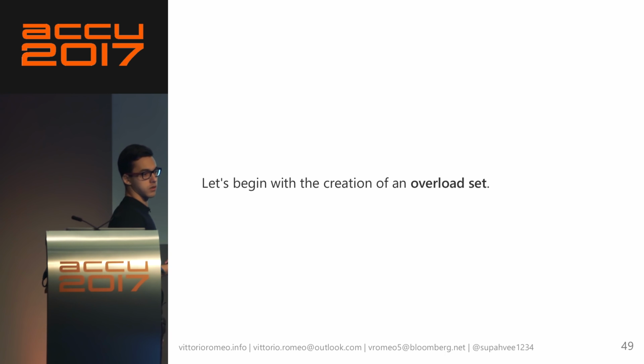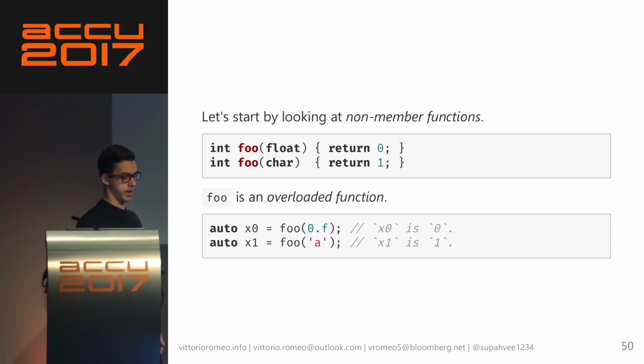So the first problem is, how do we create an overload set out of the lambdas? So I want to do this organically and see how you would think about it and how you would explore all the possibilities. And a reasonable way of starting is taking a look at non-member functions, so free functions. So let's say you have this foo function that's overloaded over float and char. And as you can see, if you call it with different types, you always get different results.